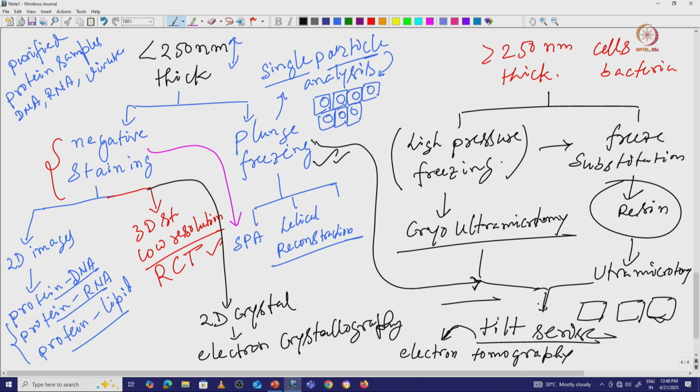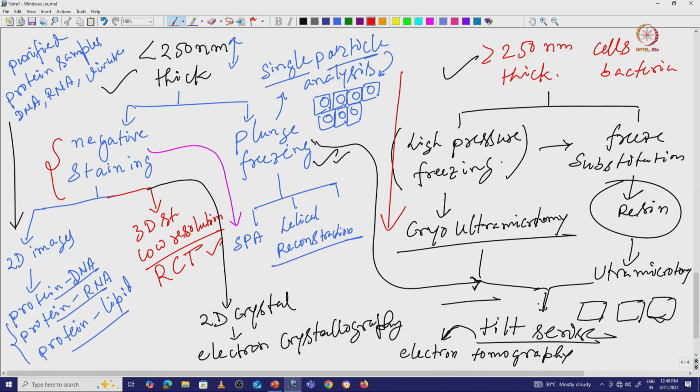Now, let us go back. Okay, these are the normal pathways to get different kinds of sample preparation, and based on the sample thickness and our requirement we can decide what we are going to use. So, if the sample thickness is not that big, if we are not dealing with a bacterial cell or normal cell, most of the time we are dealing with a purified protein sample, then we can go through this pathway, and if we are dealing with a thick sample, then we can go through this tomography pathway.